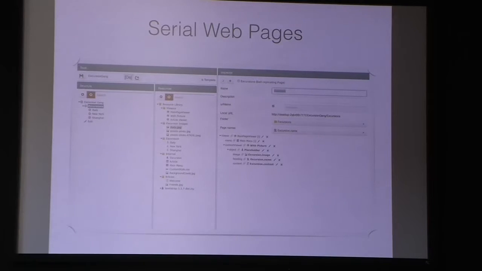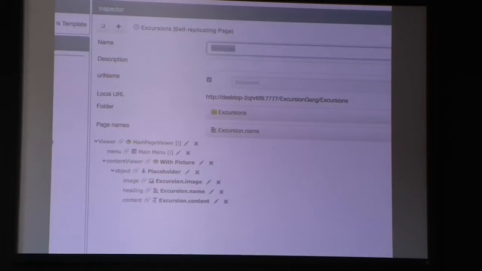And if you have multiple objects of the same kind that you want to display, like in this case they have a bunch of excursions that they went to, you can just create a serial web page. You describe once how this web page looks like, and then you say, okay, it's operating on a folder of objects, and then you assign the placeholder as the object that is displayed, and then it goes through all the objects in this folder and just creates a web page for each of these things.